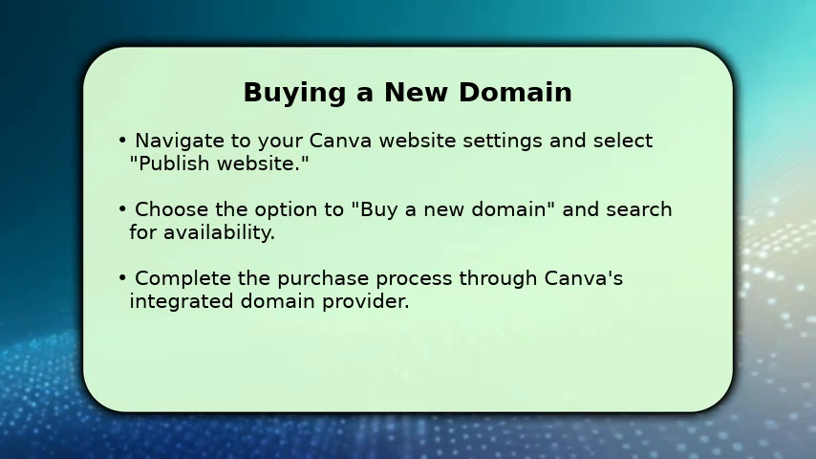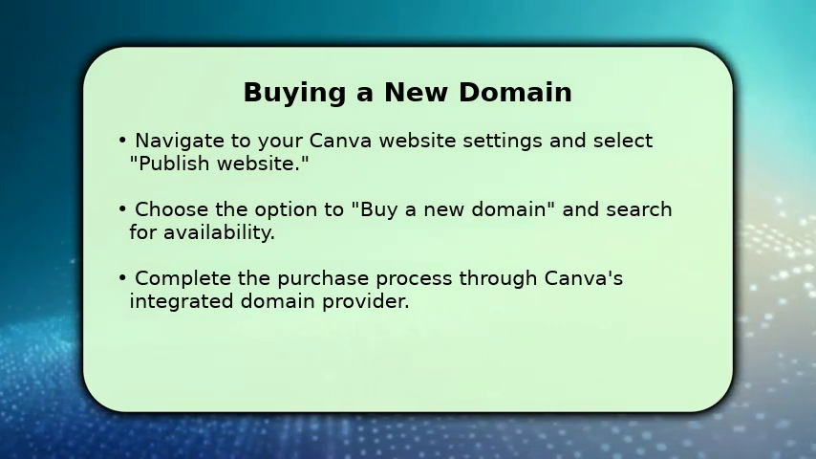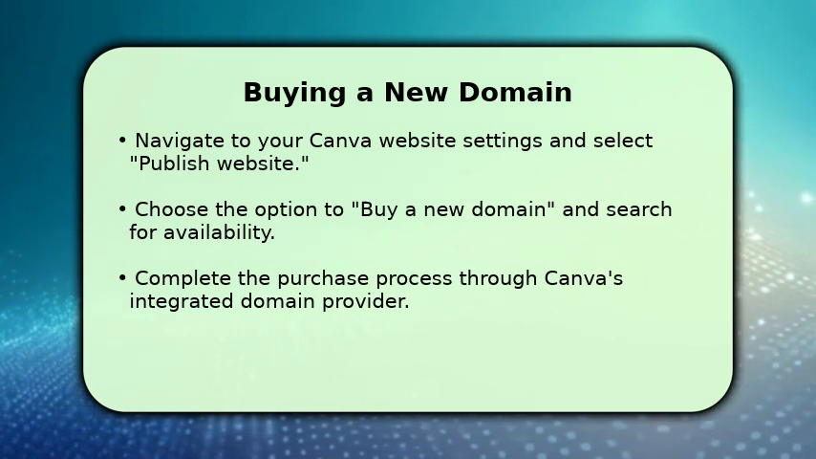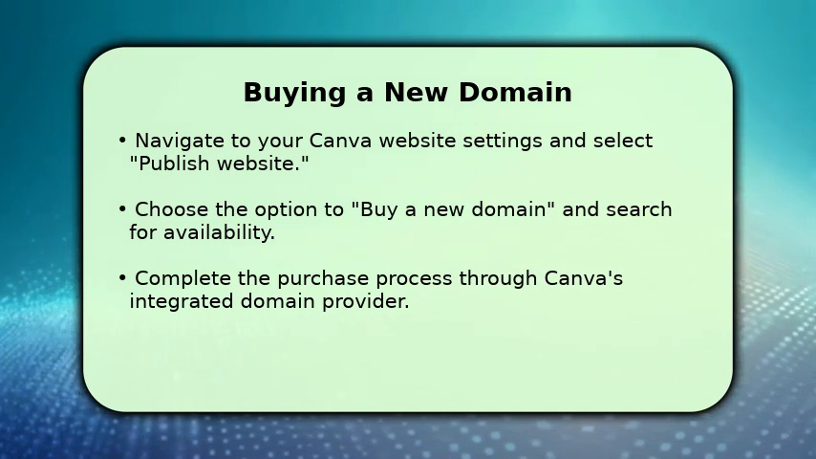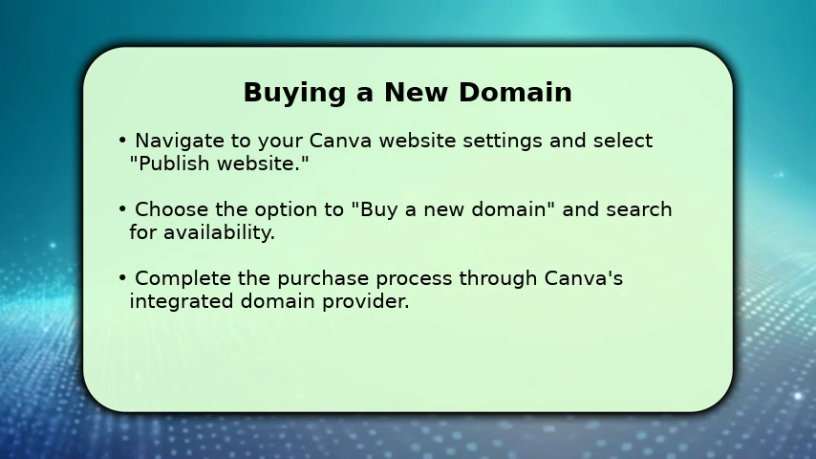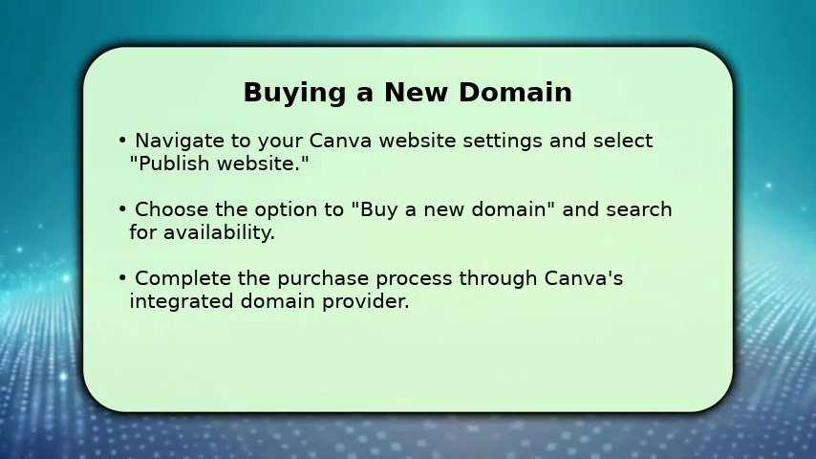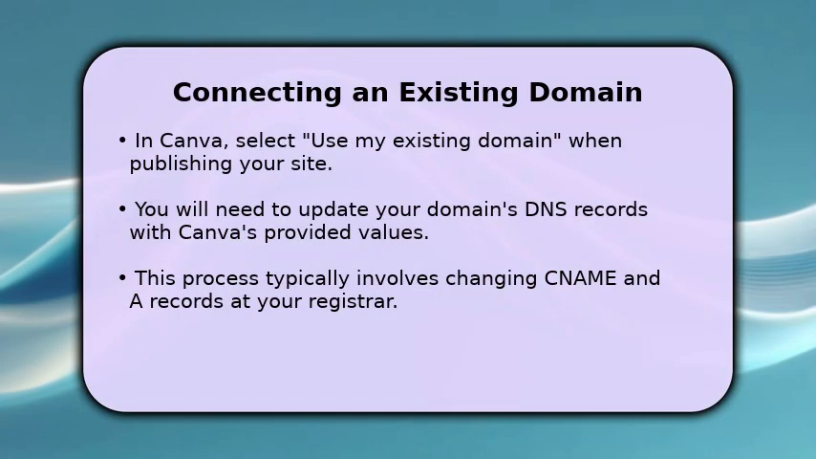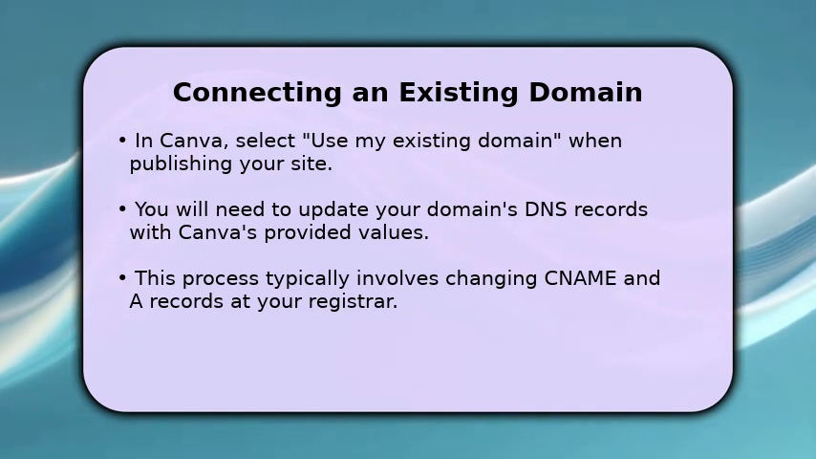Purchasing a new domain through Canva is a very simple process. First, after designing your website, head to the Publish Website option in your Canva editor. From there, you will see an option to buy a new domain. You can then search for your desired domain name to check its availability. Once you find the perfect one, follow the prompts to complete the purchase securely through Canva's integrated domain service, typically powered by Namecheap.